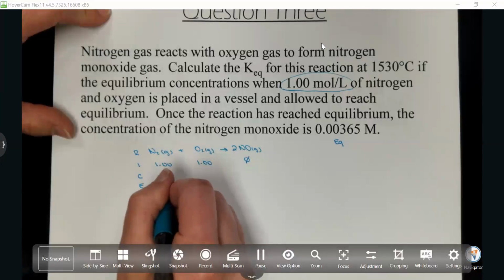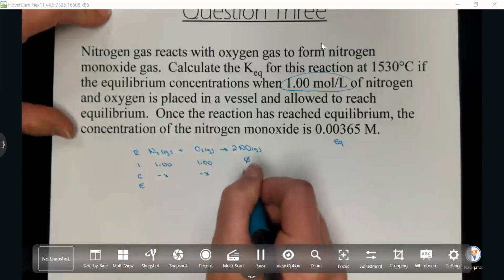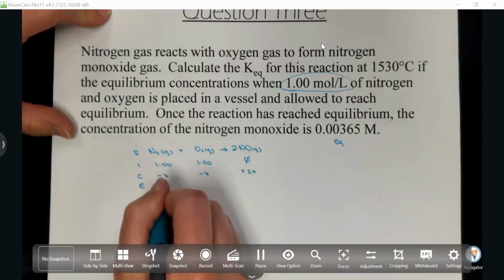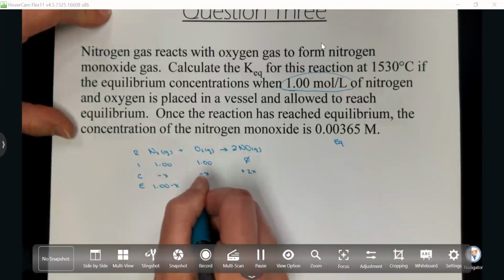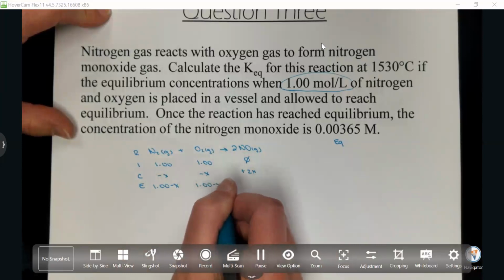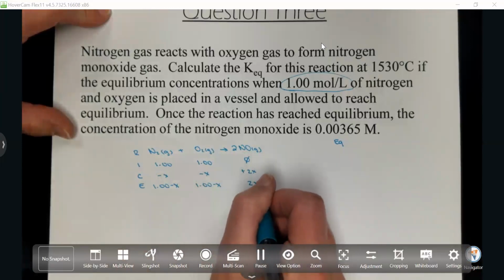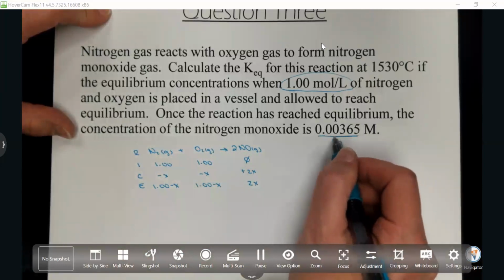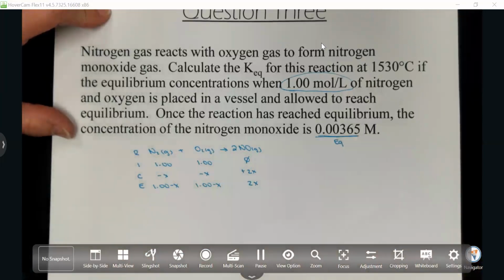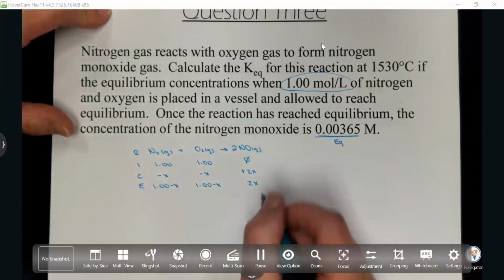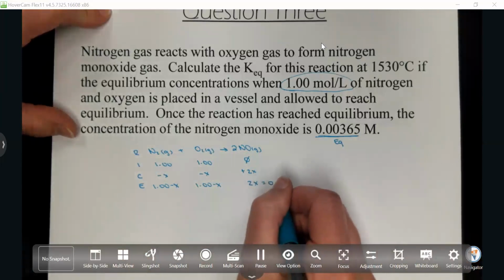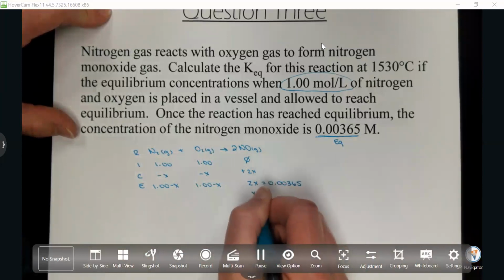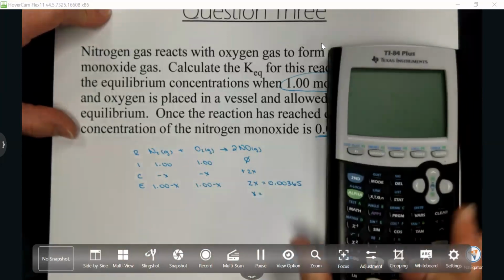So we're going to minus x here, minus x here. We're going to plus 2x. That means this is 1.00 minus x. This is 1.00 minus x. And this is 2x. Now remember, it tells us up here that at equilibrium, the nitrogen monoxide is equal to 0.00365. So that means 2x is equal to 0.00365. So that tells us that our x is, whatever that is, divided by 2.